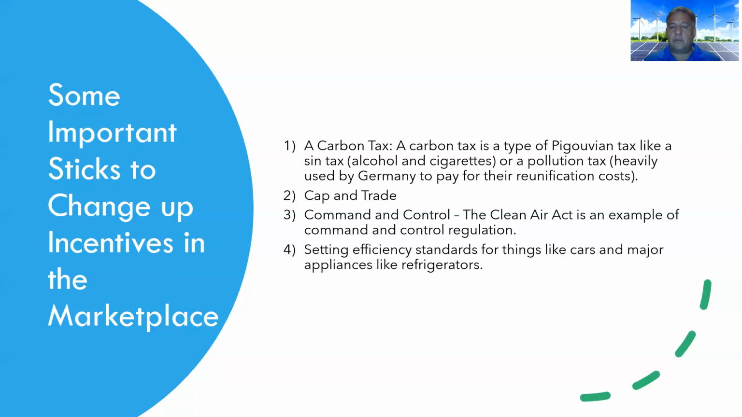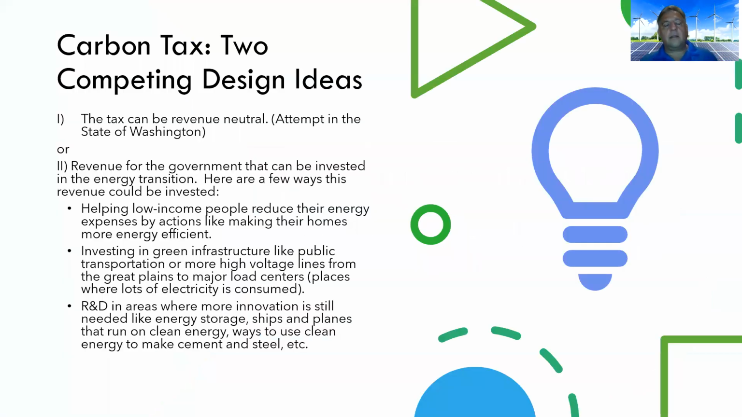The fourth thing we'll talk about is setting efficiency standards for things like cars and major appliances like refrigerators and HVAC systems. Okay, let's start out with the carbon tax.